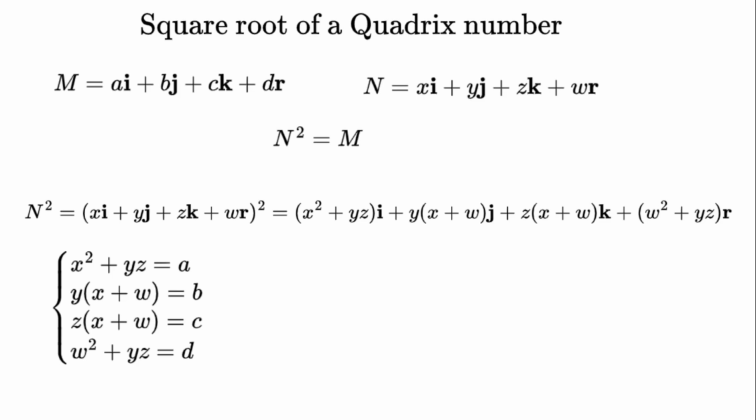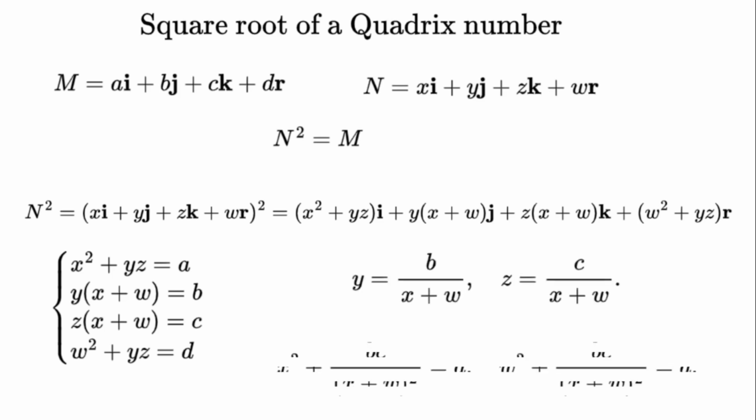We'll solve these in two cases, x plus w not equal to 0 and x plus w equals 0. Case 1, x plus w not equal to 0. From the second and third equations, y equals b divided by x plus w, z equals c divided by x plus w. Compute yz equals b times c divided by (x plus w) squared.